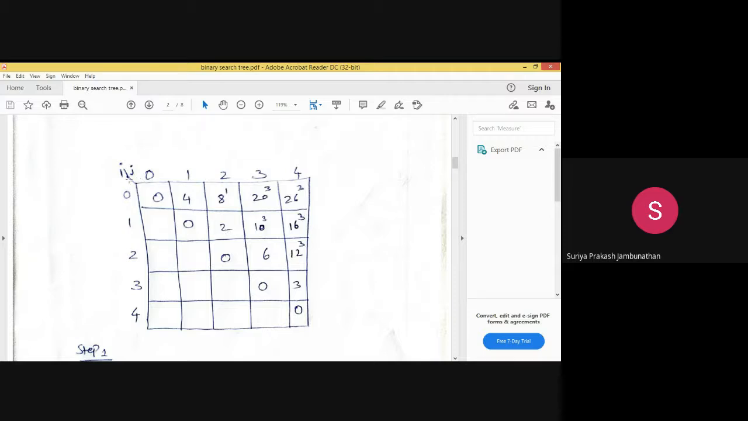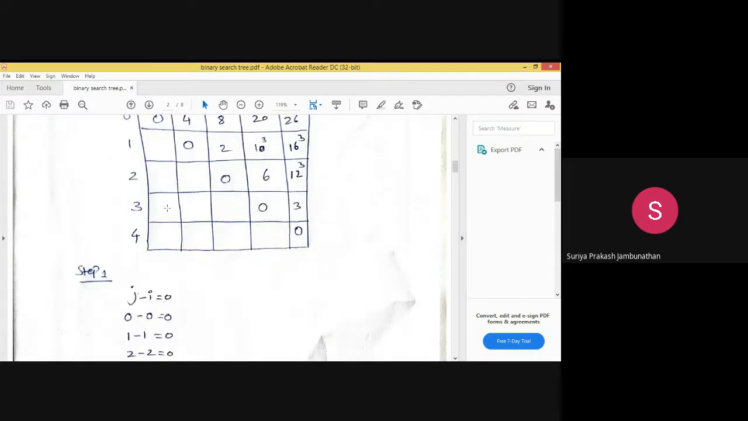So here we have i and j values. We have 0, 1, 2, 3, 4. These are said to be the row values. The column values we have are also 0, 1, 2, 3, 4. So in this case, we have row values and column values.